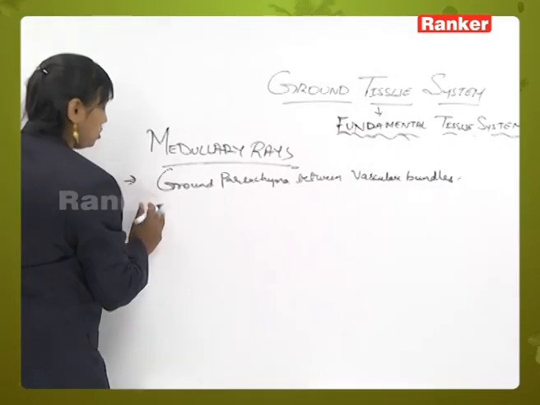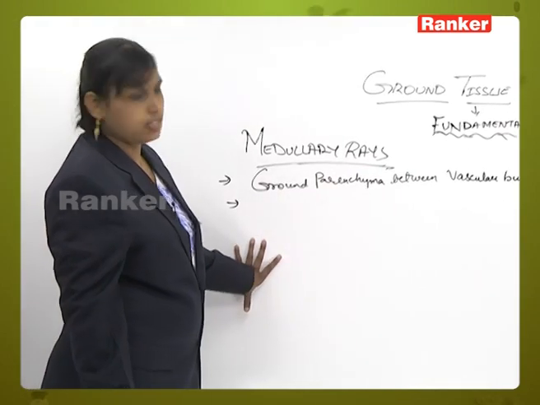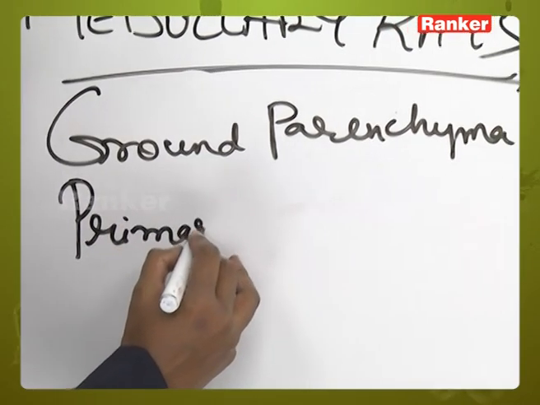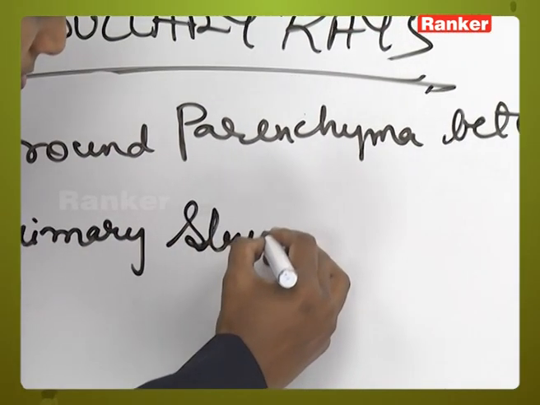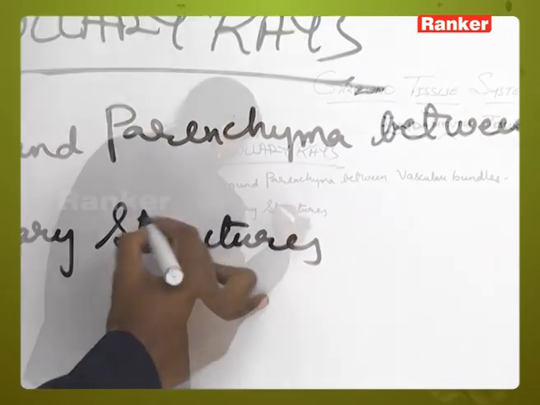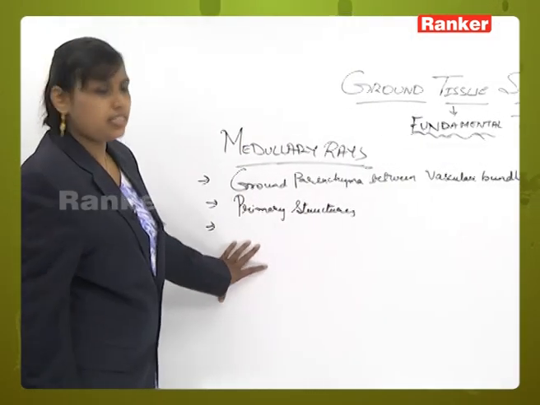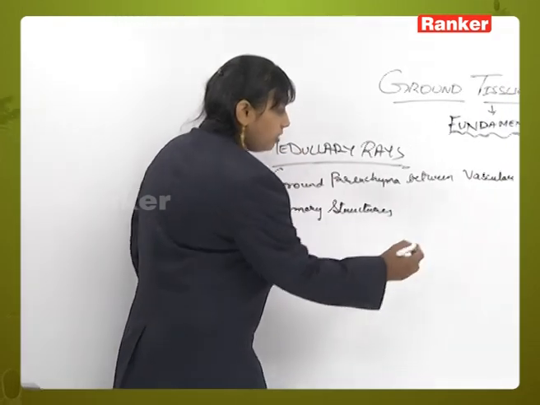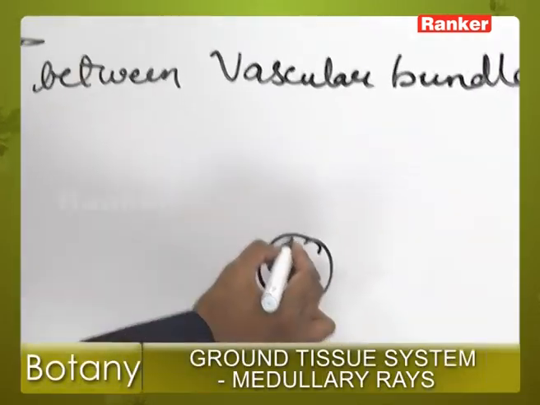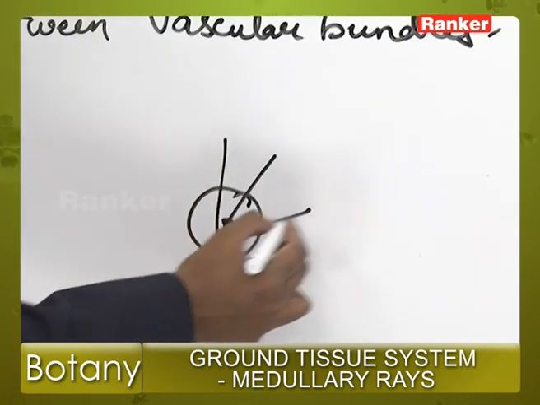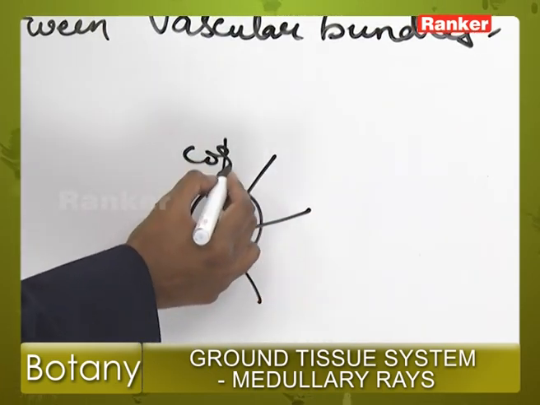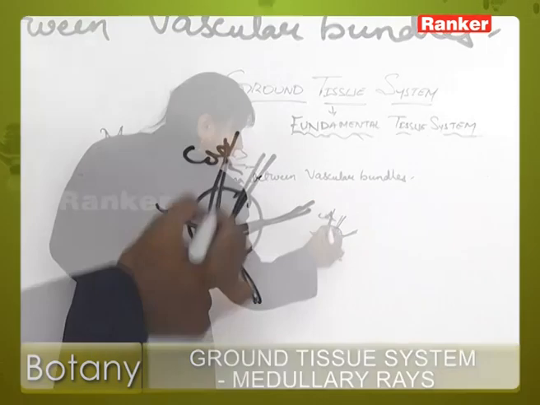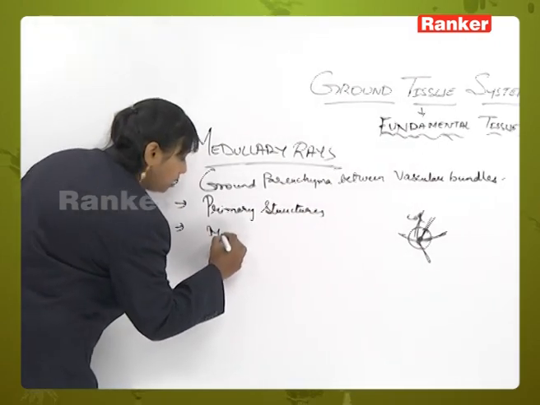These rays show primary structures. Next one, these are the structures which are present in between the pith or medulla and the cortex. So for example, this is pith, medulla. So this will be in between, the medullary rays like this. So this will be cortex here, this will be pith. So it is a section between the pith or medulla and cortex.